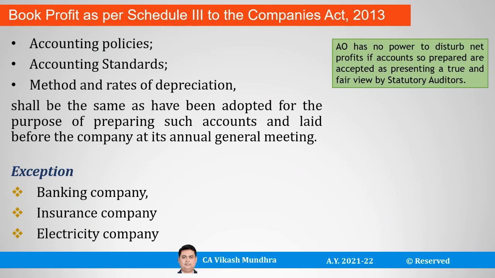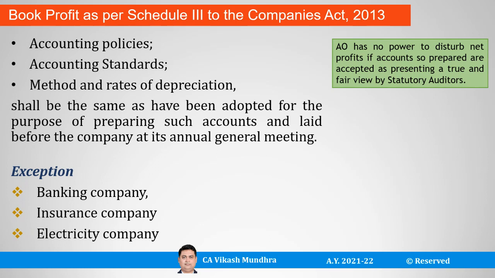I am following Schedule 3, but these changes in accounting policy, change in method of depreciation, change in the options given under various accounting standards, what is the result of this deviation? What is the result of this variation? There may be a change in the figure of the profit.